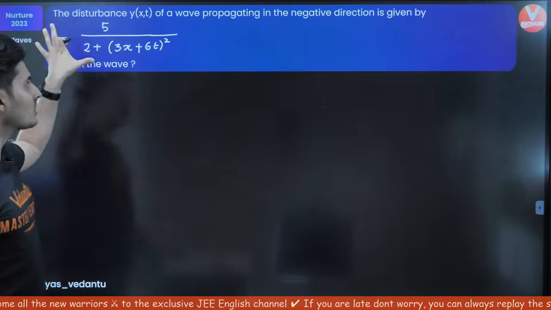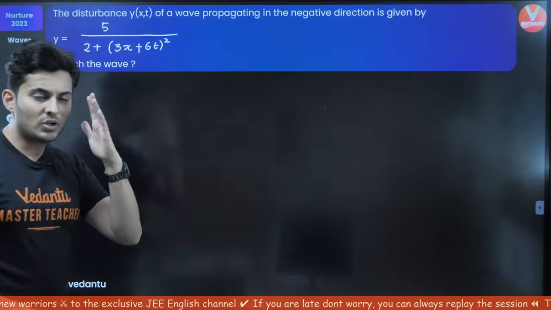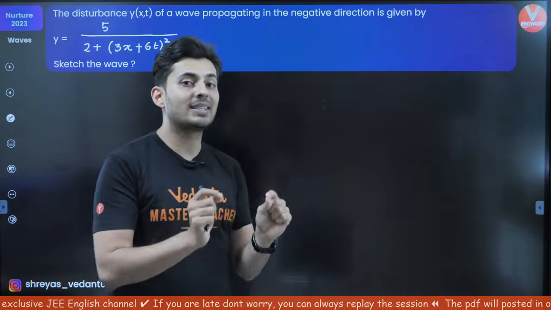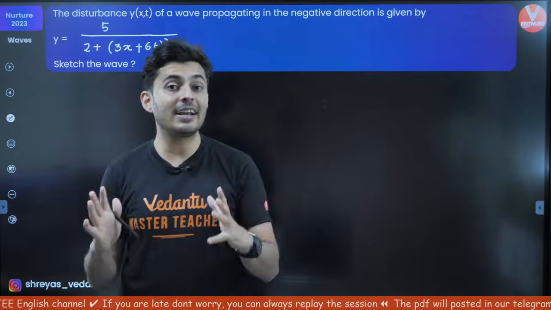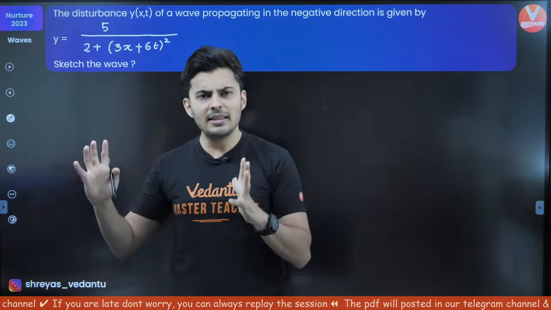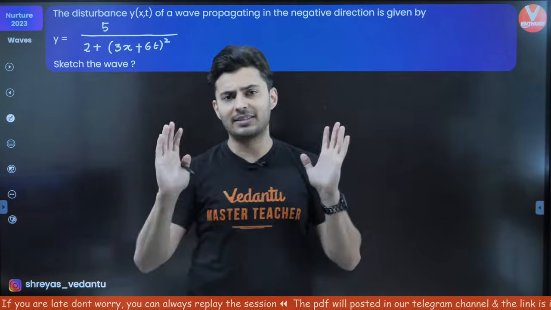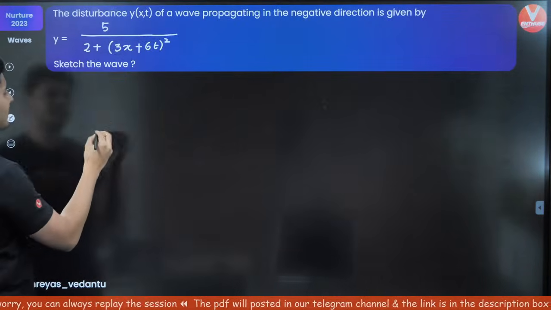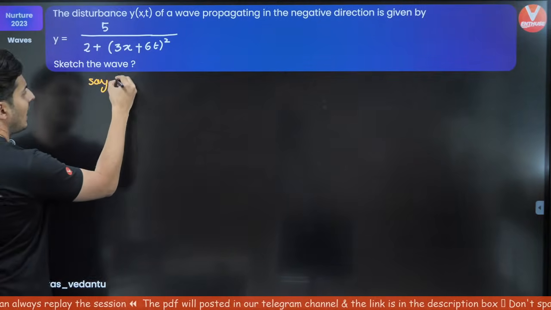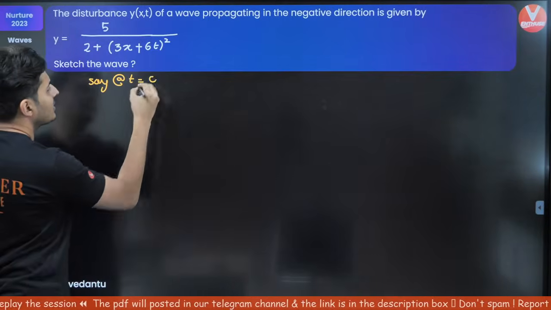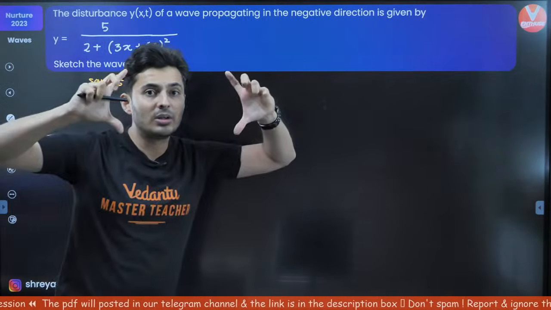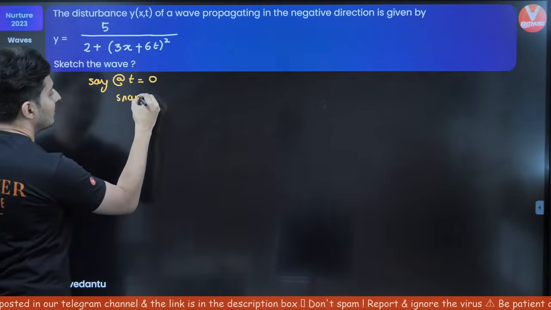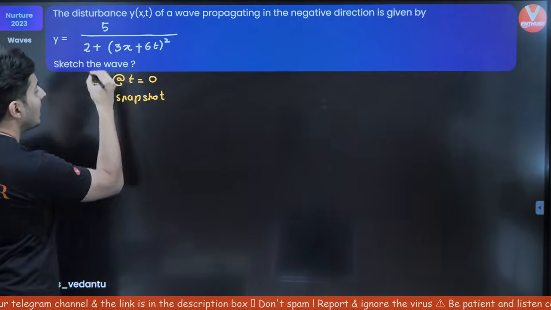In order to solve these kinds of questions, what you should usually do is try to see how the wave looks initially. See where it is, how it is initially, and then think what should happen next. Let's say, for example, at t equal to 0. That means at t equal to 0, you have taken a photo, a snapshot. Let's see what it looks like.